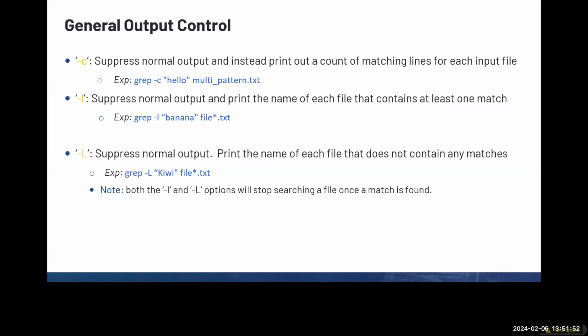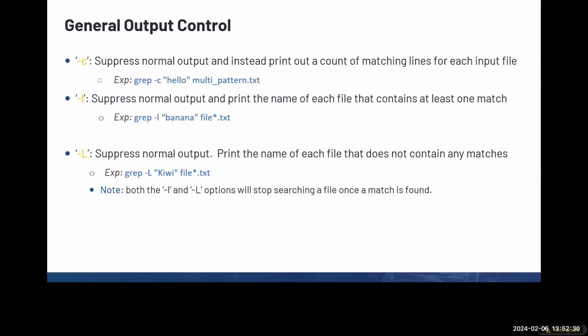The -l will suppress normal output and print the name of each file that contains at least one match. So here we are looking for banana in every file that matches file1 or file2. The star here will replace 0 or more characters. For example, we can look for this pattern in file1.txt or file.txt or fileabc.txt or whatever. So this star will replace 0 or more characters.